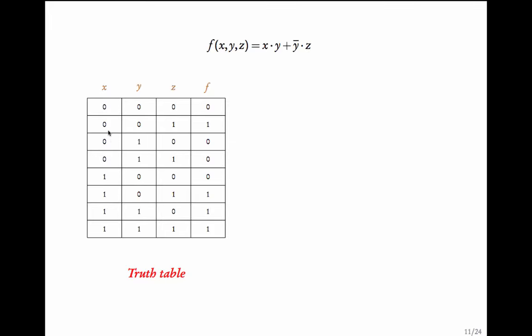X dot y, 0 dot 0 will be 0, plus y bar dot z will be 1 dot 1, which will be 1. So this value is 1. Similarly, you can check for the other entries. So this is called a truth table for this Boolean function. You just map each valuation to the corresponding value which f associates it with.